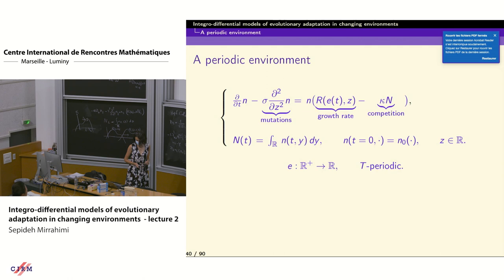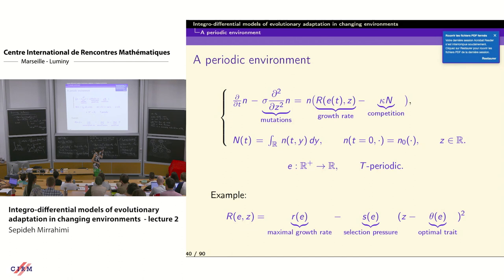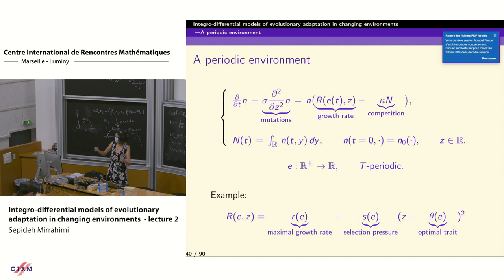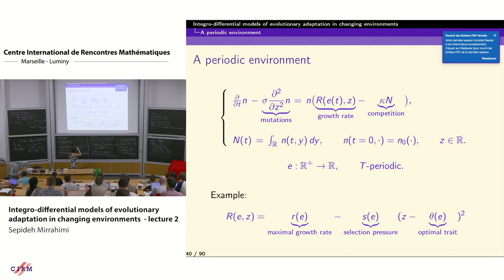And as before, we can give the example of quadratic growth rate, where we have this maximal growth rate, little r, the optimal trait theta of e, and the selection pressure s of e, which determines how fast the population growth rate becomes non-optimal when we go far from the optimal trait. Okay, so but then in this case we could let these constants of the model oscillate in a periodic way. Okay, but this is an example, but we can analyze the problem in a more general framework.